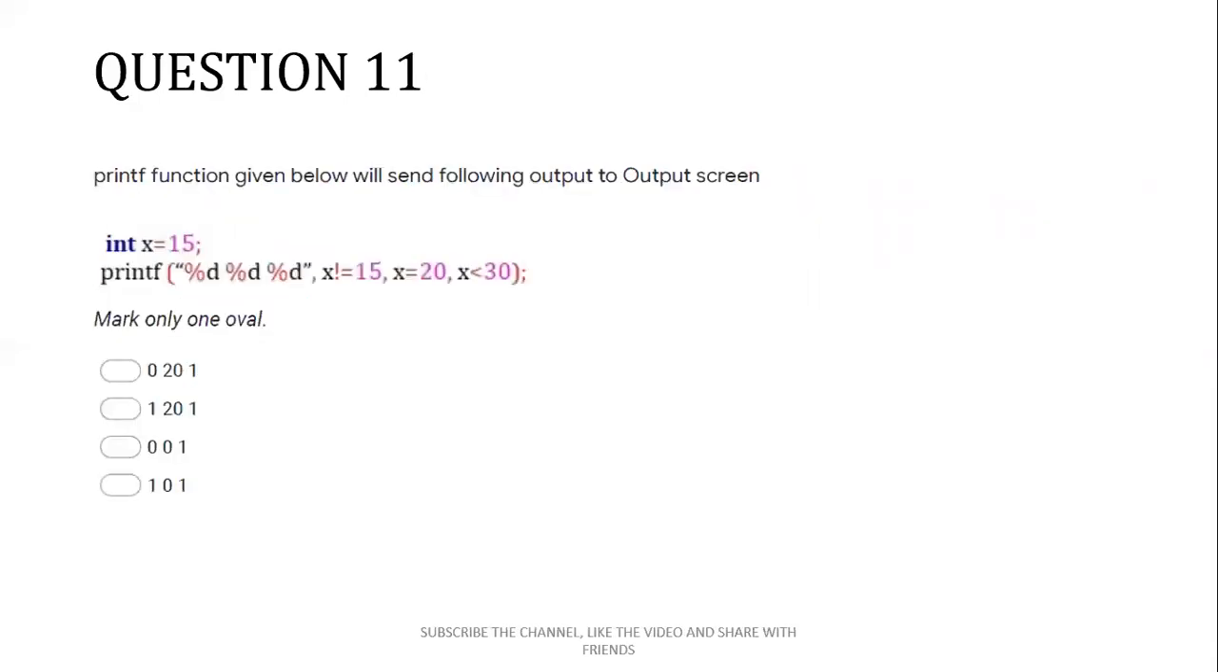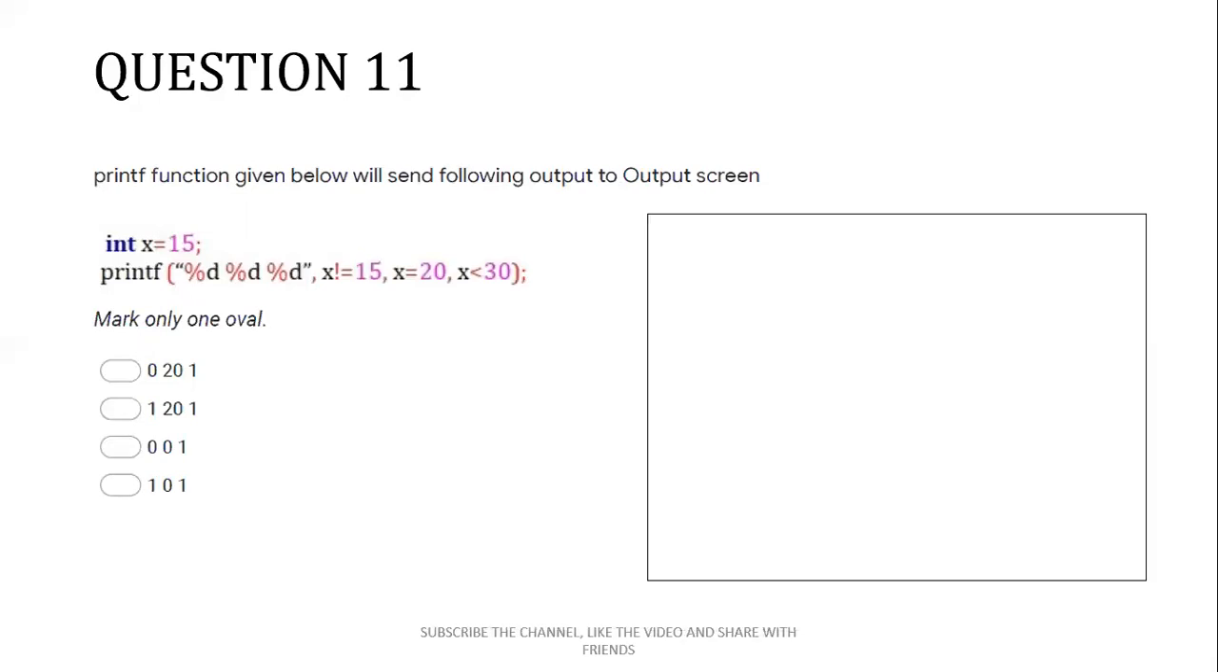Next question, question number 11. Printf function will send the following output to the output screen. So let's discuss how this expression is evaluated. Remember, till now I have told you that all expressions will be evaluated left to right, but in the case of printf, the whole string is traversed from right to left.